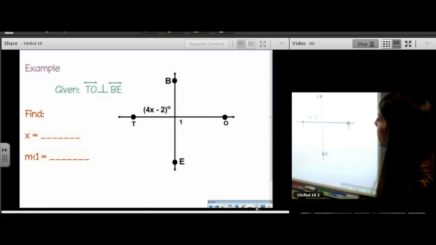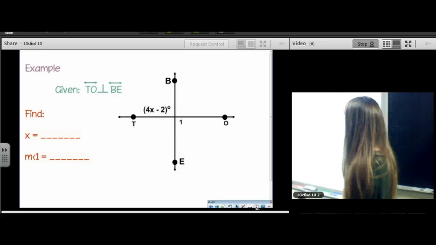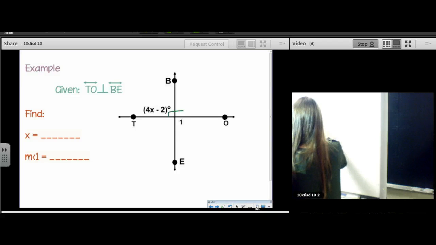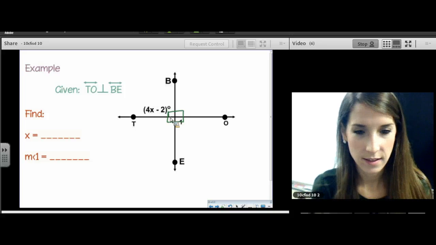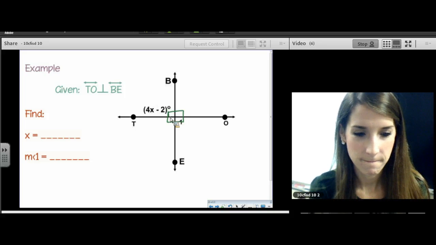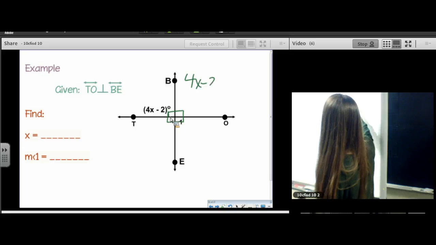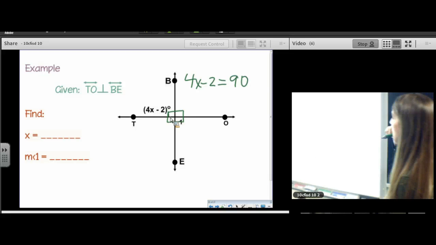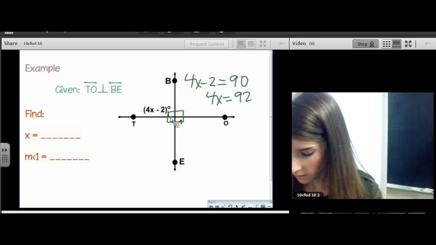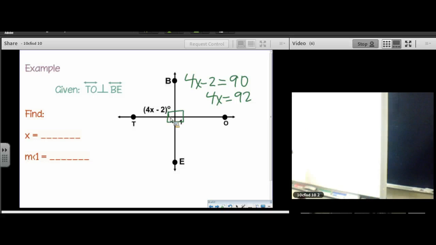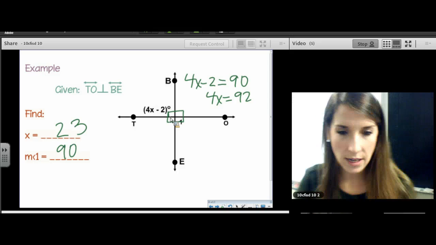Another one. Line 2 is perpendicular to B. To be or not to be. All right, so if it's perpendicular, you can add your 90-degree angles, 4 of them. So how would we solve for X? There you go. 4x minus 2 is 90 because that is a right angle. It's 90 degrees. 4x is 92. x is 23, and the measure of angle 1 would be 90. Sorry, I'm going quickly because I know y'all are leaving.